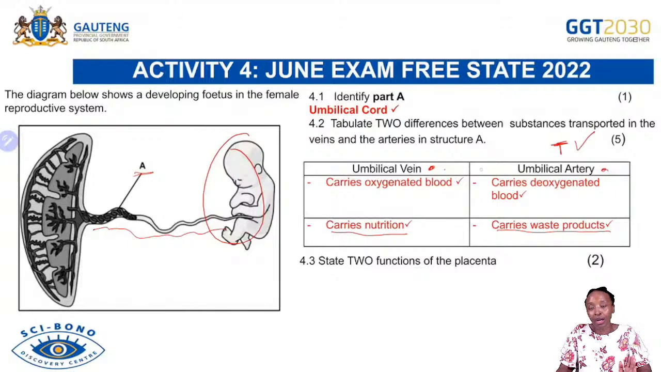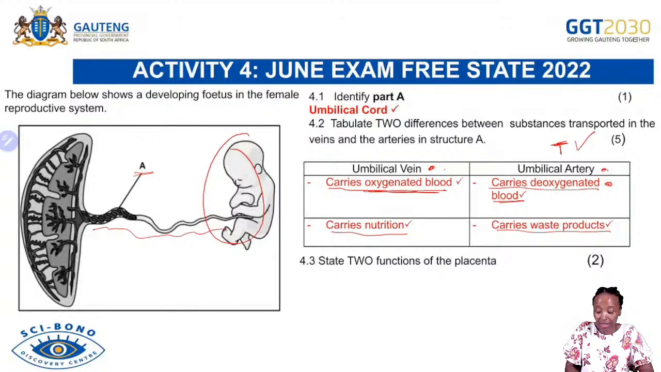You draw your table neatly so that you can see that it is a table, and then you put in your headings for the columns. Then you write the correct differences, and your differences must match. You see here we spoke about it carries oxygenated blood. This side carries deoxygenated blood. The answer here was not carried waste product, because now we are talking about two different things. So if your left-hand side speaks about oxygenated blood or gases, then on the other side you must also talk about gases. Here we are talking about nutrients, then on the other side talk about waste products. So be mindful of that.